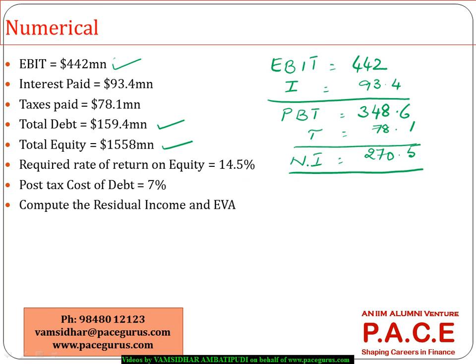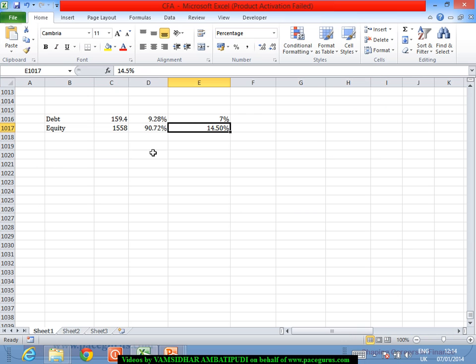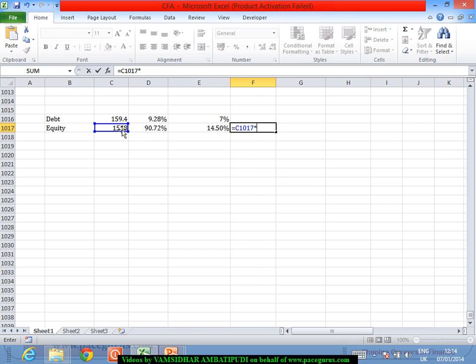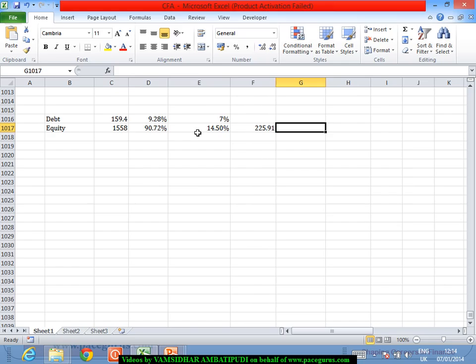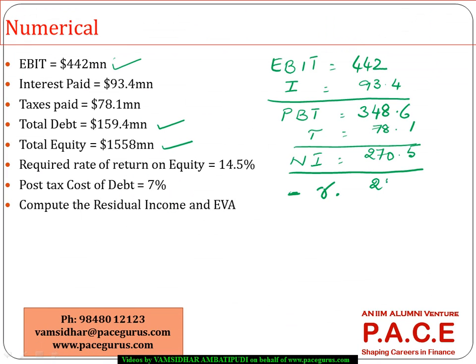So how do I find out the residual income from this NI? I need to subtract R times the required equity return, right? Equity capital multiplied by R. This is the equity capital and this is the R. So basically it is giving me that the equity capital multiplied by R is somewhere around 225.9. So from here I subtract 225.9, which will give me the residual income.